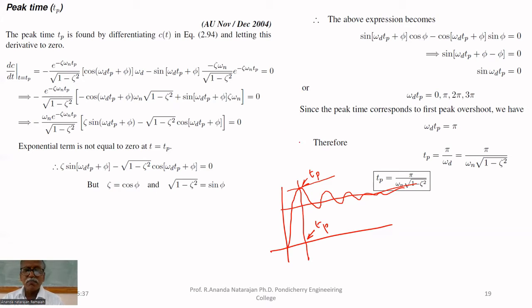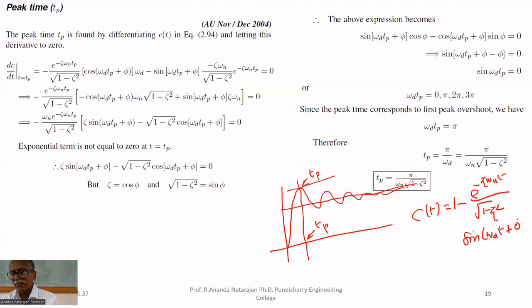How to find the slope at TP? We know the expression for C of t equals 1 minus e power minus zeta omega n t upon square root of 1 minus zeta square multiplied by sine of omega d t plus phi. This is the expression for C of t. To find the slope at any point, we have to differentiate this and equate it to 0. Why are we equating to 0?